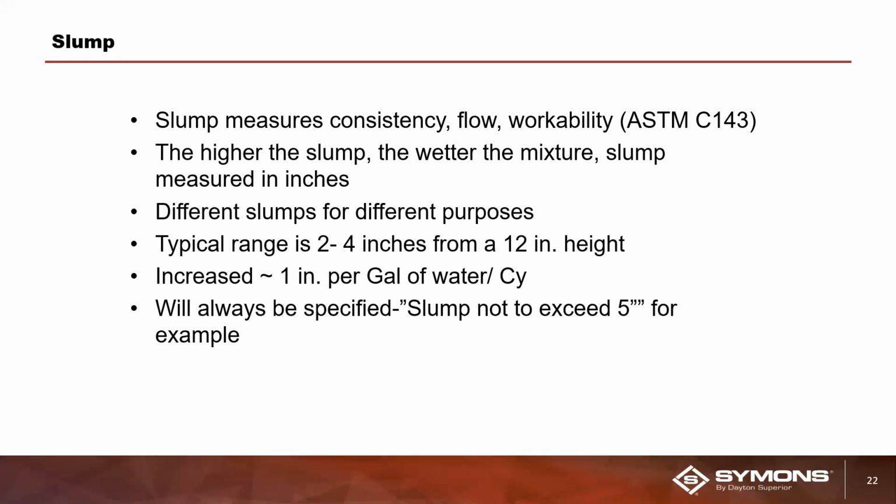Different slumps typically are used for different purposes. Typically a range of 2 to 4 inches is used for a floor slab. Typically with a wall, you're going to be somewhere in the neighborhood of 3 to 5 inches of slump for a concrete wall. Remember, if you add 1 gallon of water per cubic yard of concrete mix, you're going to increase the slump by 1 inch.